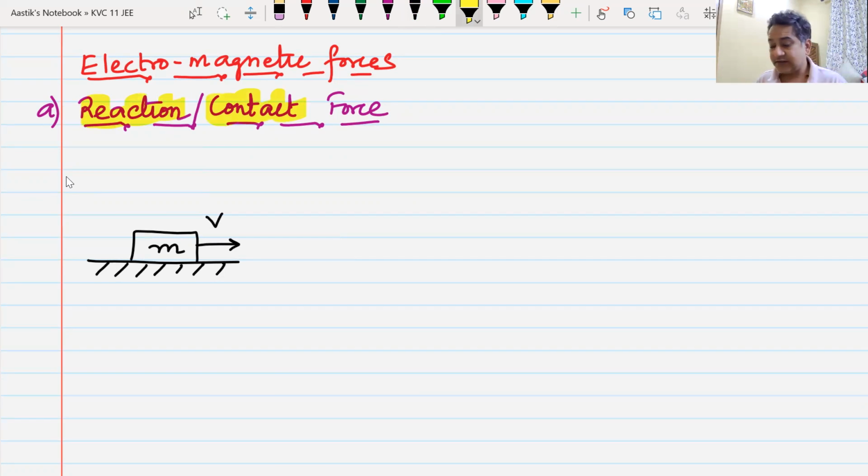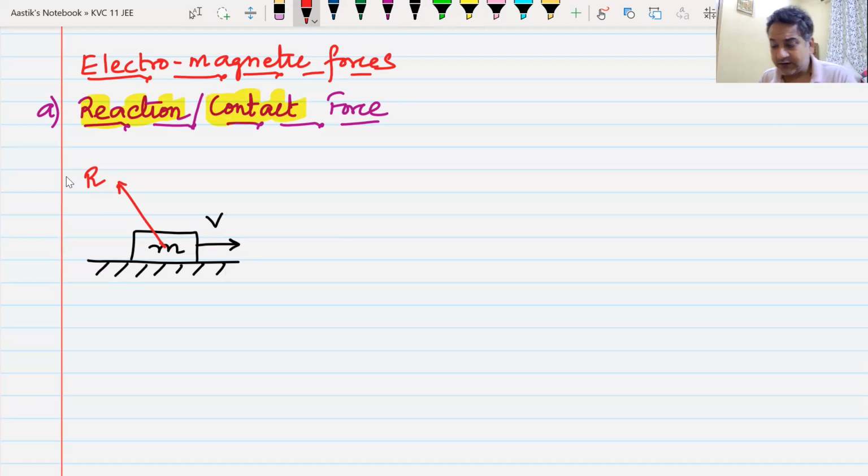Now, in what direction does this reaction force come? In this case, it may come in this direction. We call it R, the reaction force. Let me draw it from the center. So it may come like this in this particular direction, R. This R is the force exerted by this floor on the body of mass M. So this R is the force exerted by the ground on the block M.